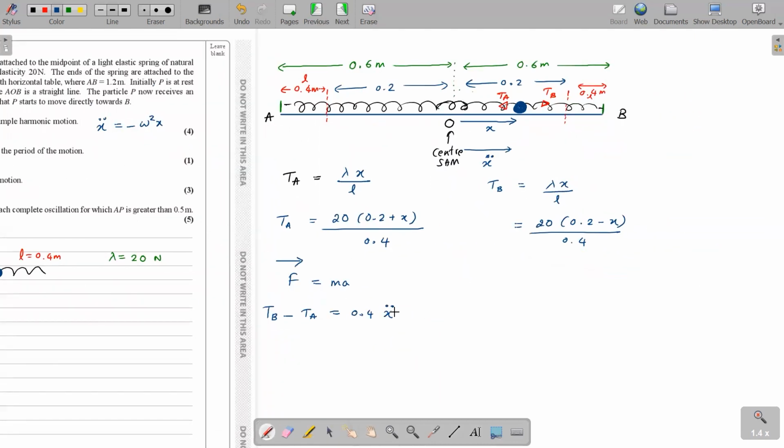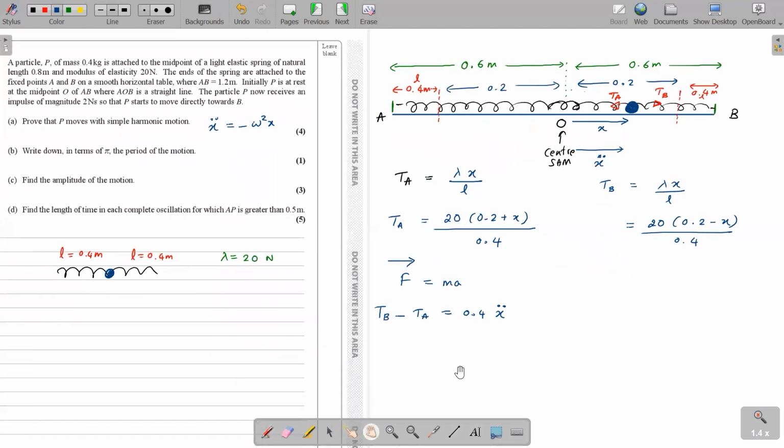Acceleration is x double dot. We are trying to prove the object moves in SHM. So basically, we are trying to get an equation of the format x double dot equals minus omega square x. Are you with me? Okay, we found the tension B value.